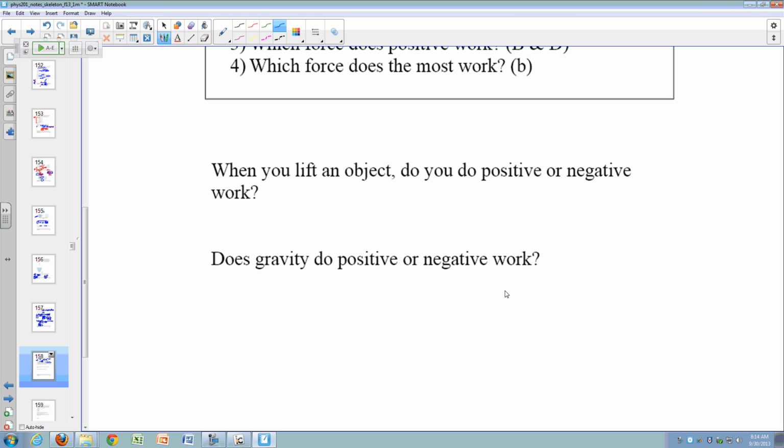So if I lift an object, I have to exert a force in this direction, and the displacement is in that direction, and so that's going to be positive work because they're in the same direction. However, the gravitational force is in that direction, so it's doing negative work. So it's actually taking energy away from the object if it's moving upwards.